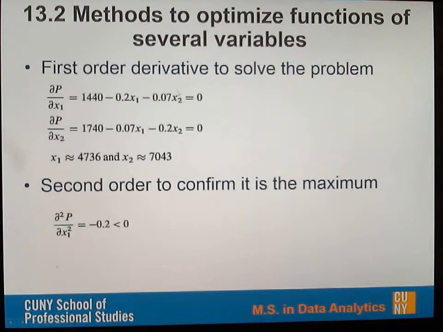And then we can use first order derivatives to solve the problem, partial derivatives, and set them to 0 and solve x1 and x2. And we use second order derivative to confirm it is indeed a maximum because it is less than 0, so that we can consider the curve would look like this, and then there's a maximum value there.